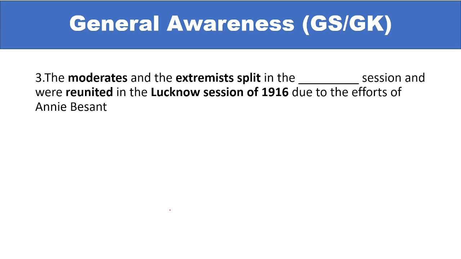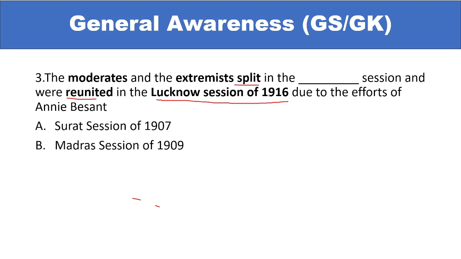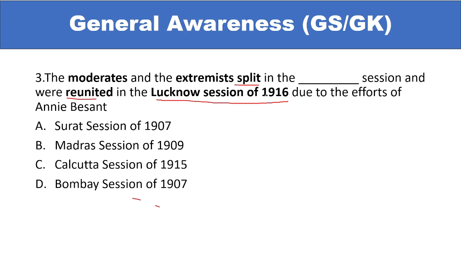Next, the moderates and the extremists split in the dash session and were reunited. Here, there was a split and there was a reunion. In the Lucknow session of 1916, due to the efforts of Annie Besant, the moderates and extremists reunited. They split in which session? And the options are Surat session of 1907, Madras session of 1909, Calcutta session of 1915, Bombay session of 1907. So, in which session moderates and extremists got split? And the answer is Surat session of 1907.